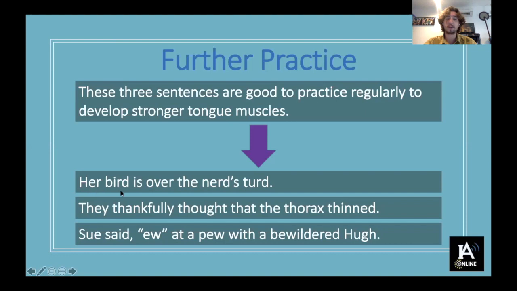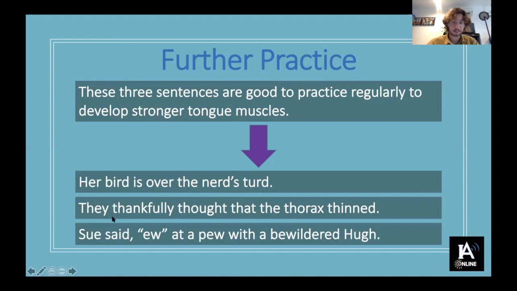Her bird is over the nerd's turd. This is a necessary one to practice because there's a lot of R, and that one can be very difficult. Her bird is over the nerd's turd.